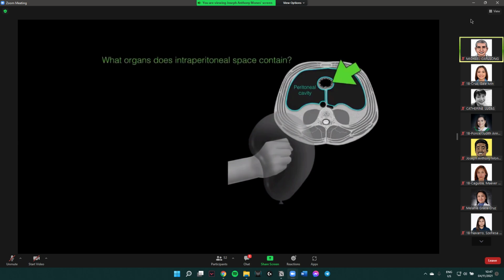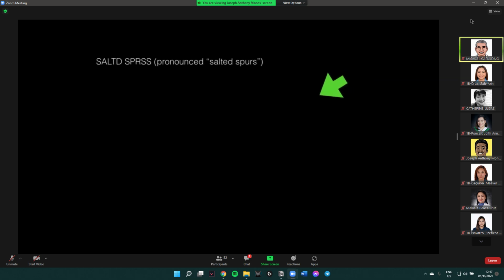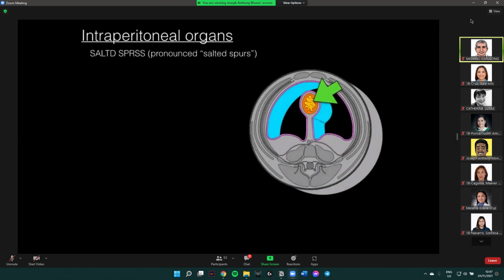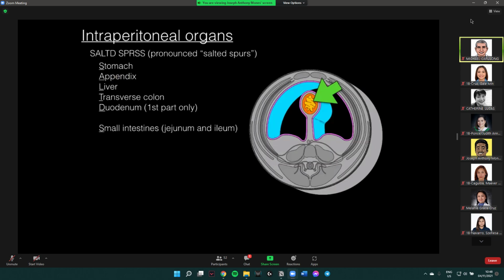Now, what organs does the intraperitoneal space contain? The answer to that is SALTED SPURS. Now, what does the acronym SALTED SPURS mean? Well, S is for stomach, A is for the appendix, L is for liver, T is for transverse colon, and D is for duodenum. The key to this is it's only the first part of the duodenum, the duodenal bulb or duodenal cap, the part that's right after the pylorus.